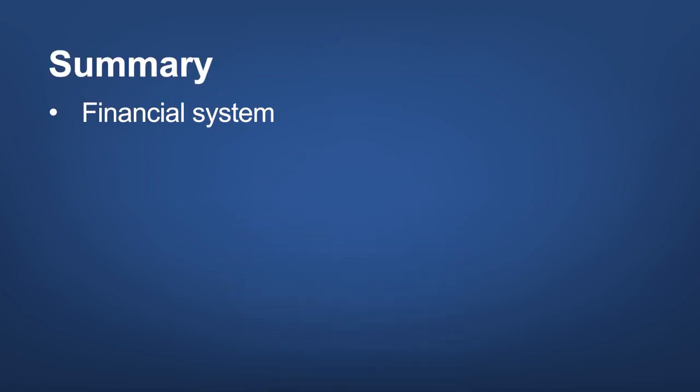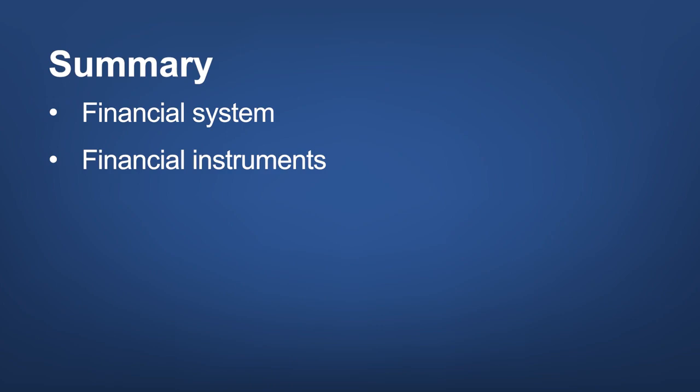All right, let's sum up. The financial system sits between our savers, who have funds to spare, and our borrowers, who have an investment need. The financial system channels those funds from the savers to the borrowers. It exchanges funds for financial instruments. These financial instruments are designed to meet the needs of savers and borrowers.